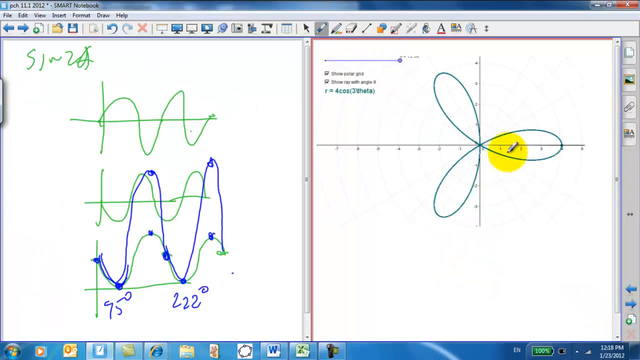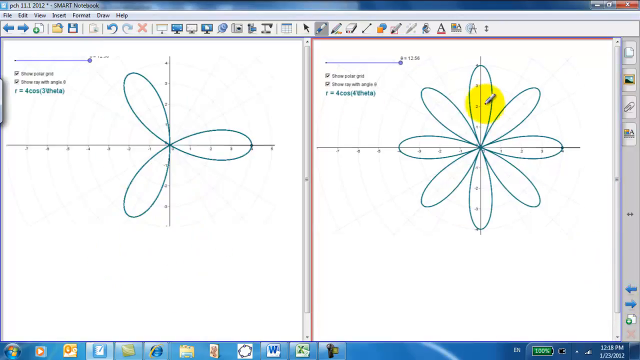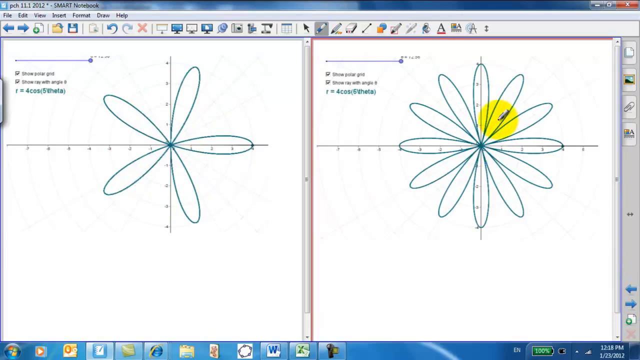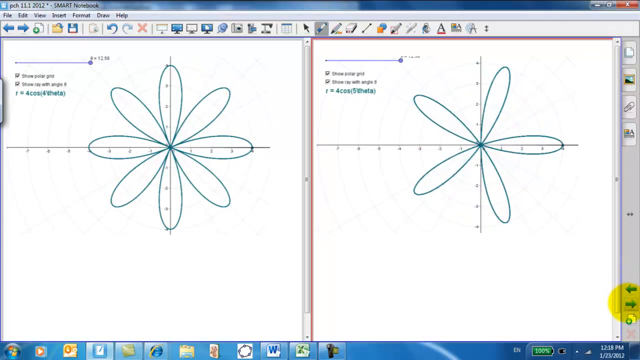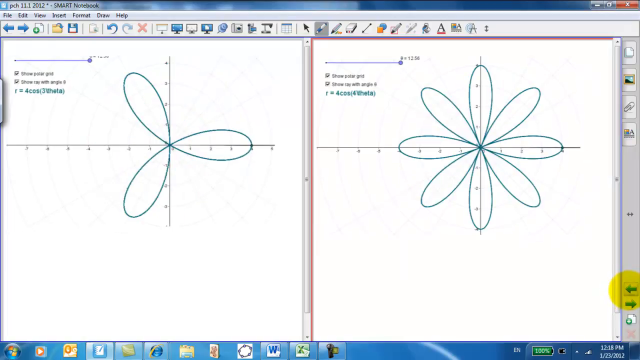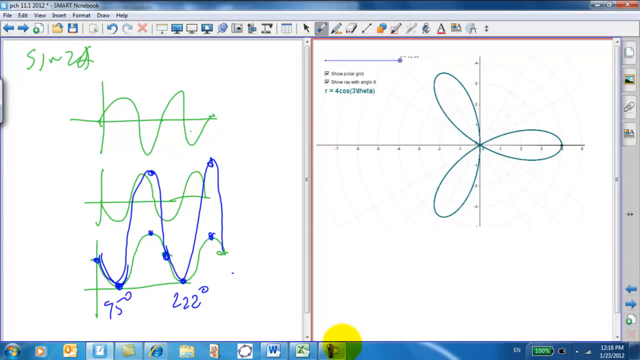Okay, here's 4 sine 3 theta, and we just get 3 petals. Notice when I go to 4 theta, I get 8 petals. What the? And 5 theta, you're back to 5 petals. And 6 theta, you're up to 12 petals. So notice the pattern there? Tell me about it in class. How can you predict the number of petals based on the multiple on theta? Okay, flange out.